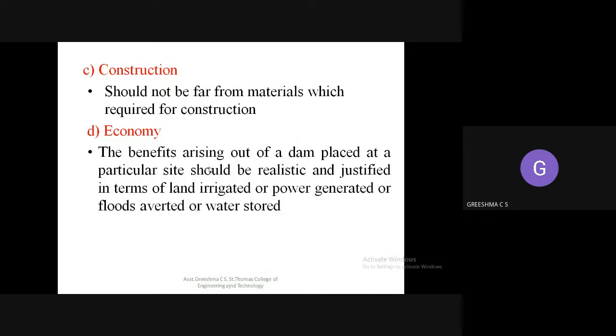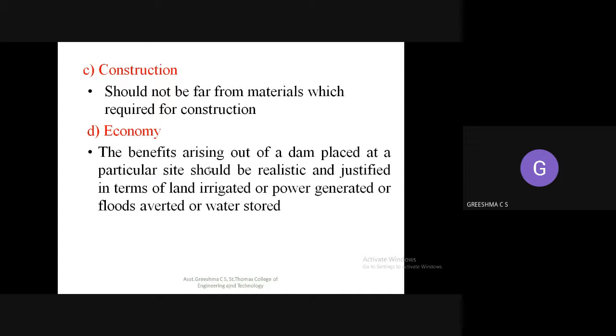At the same time, the money invested in the dam should be spent in a very careful way. We cannot say any dam will just cost crores and crores. With each and every project we should consider the outcome. Based on the outcome, you should fix the cost of the dam. So economy is also very important.